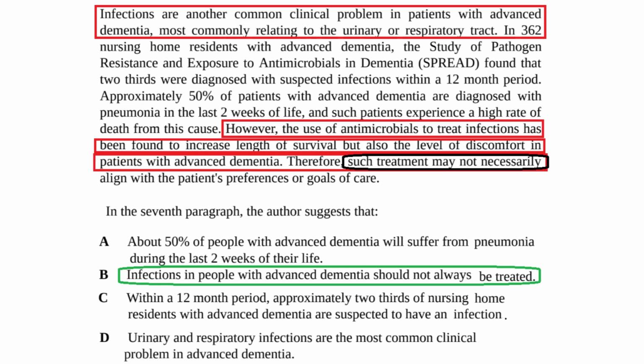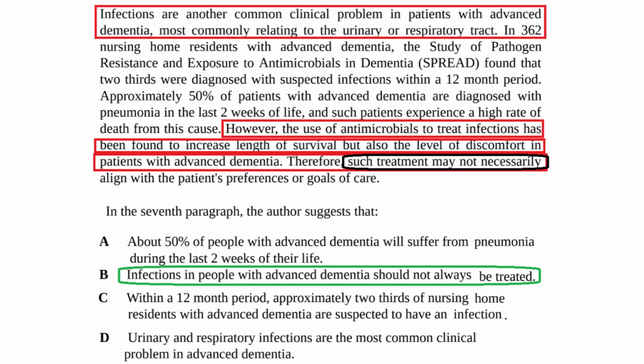D. Urinary and respiratory infections are the most common clinical problem in advanced dementia. This statement is partially correct based on the passage, as it mentions that infections, specifically relating to the urinary or respiratory tract, are common clinical problems in patients with advanced dementia. However, the passage doesn't explicitly state that these infections are the absolute most common clinical problem. The statement may be overly strong based on the information provided in the passage.